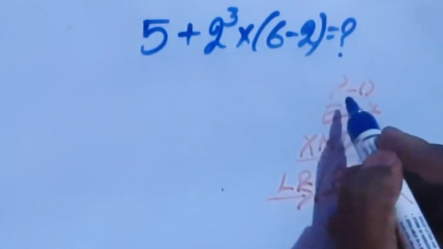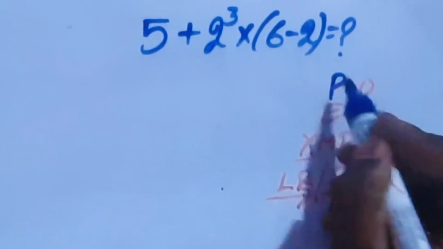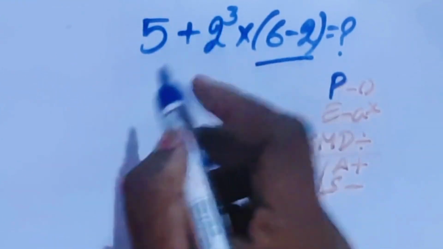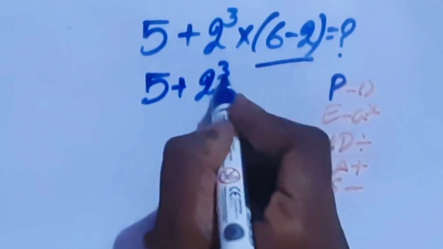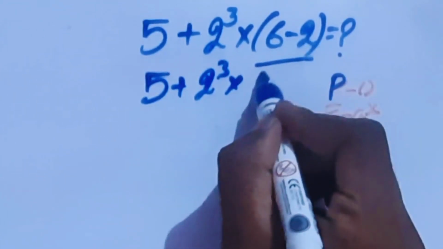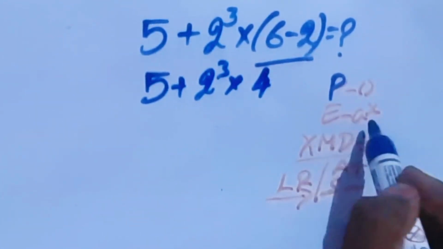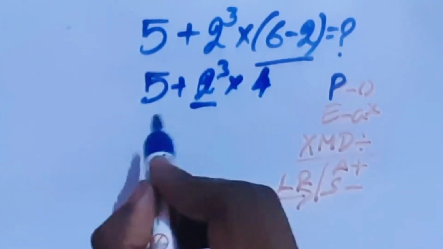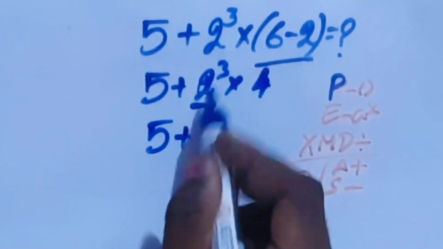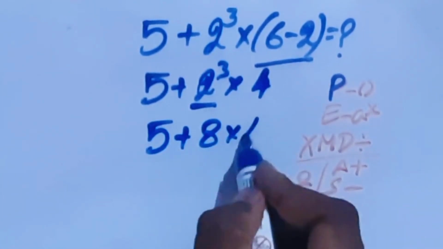Here, as per the order of operations PEMDAS, the bracket is higher priority, so we have to do this bracket before the other operations. Here, 5 plus 2 power 3 times 6 minus 2 is 4. The next priority is the exponent. Here we have an exponent, so we have to do this before the addition and multiplication. So 5 plus 2 power 3 is 8, times 4.